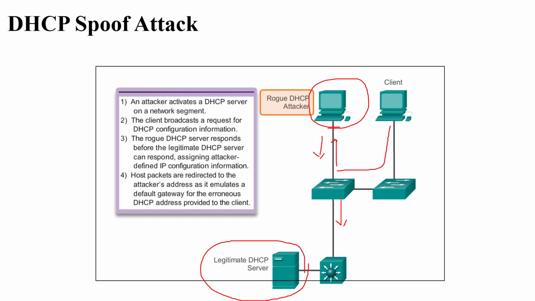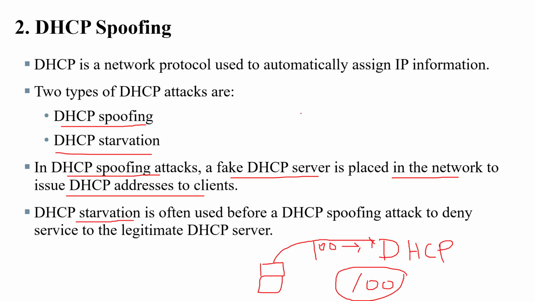Now if any broadcast comes, automatically this person is going to provide the IP address. So this is called a rogue DHCP attacker. An attacker is going to become a DHCP server in our network. So this is called a DHCP snooping attack. So these are all different types of attacks possible.